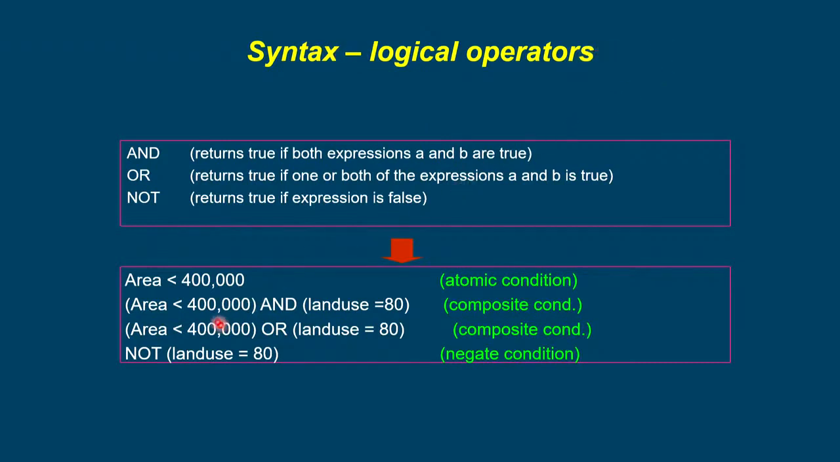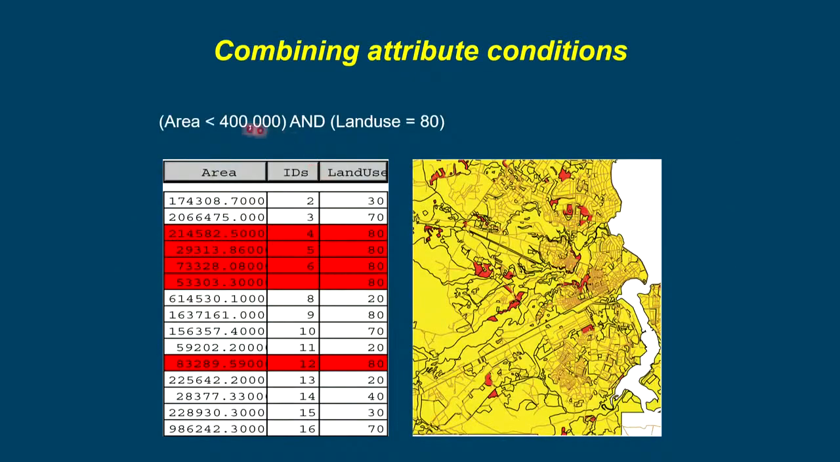Similarly, some logical operators you can apply, like area is less than this, and land use is equal to 80. This is a combination of attribute queries. One query is based on the area, another is based on the land use category, and you are combining both of them with the AND operator. So if both conditions are satisfied, then the output is correct, otherwise no.